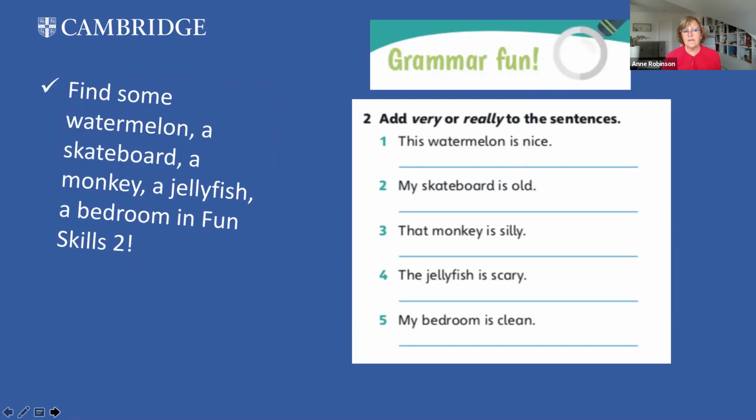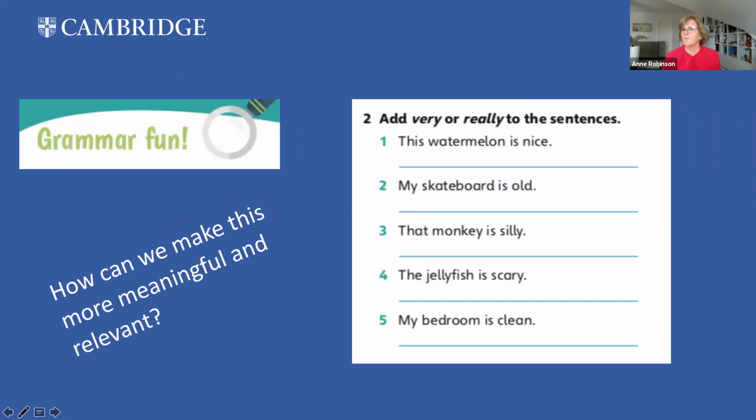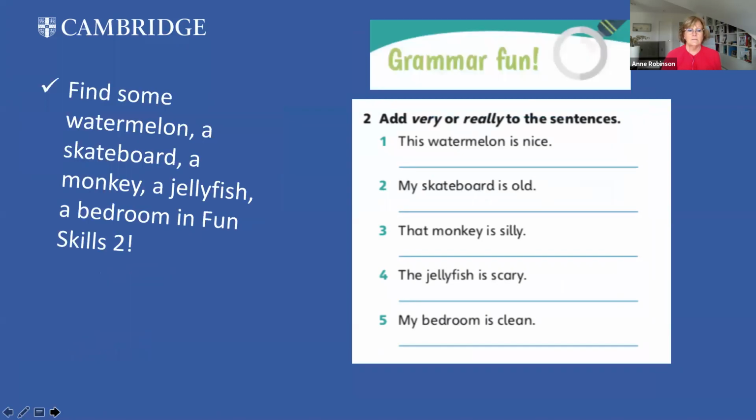So how can we make this more meaningful and more relevant to our students? Well, something I like to do is I like students to go back through their course books and find things that are in it, because I think this gives them a real sense of what's in the course book. Oh yeah, remember unit 2, we did fruit, or we did this. So they can revisit their course book.